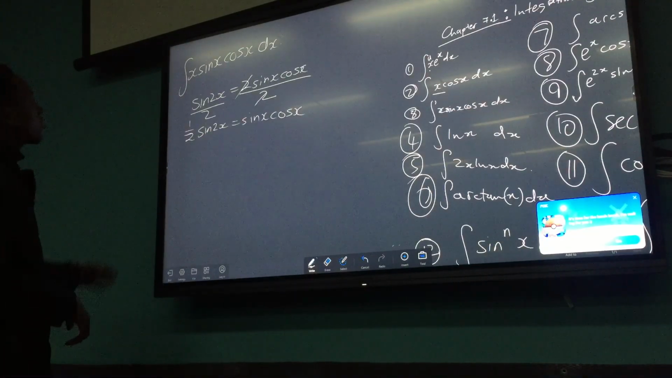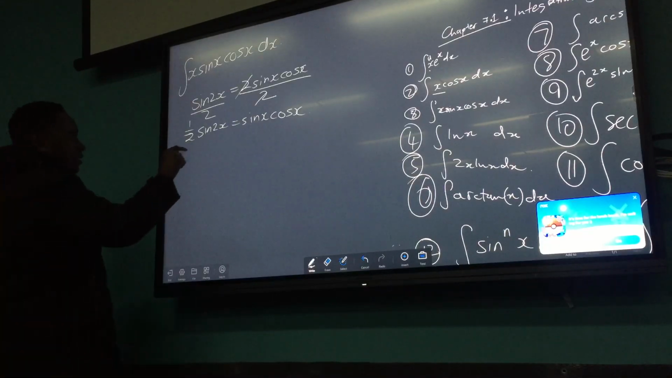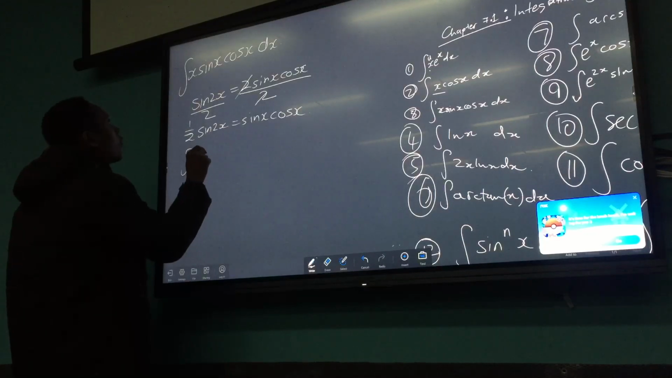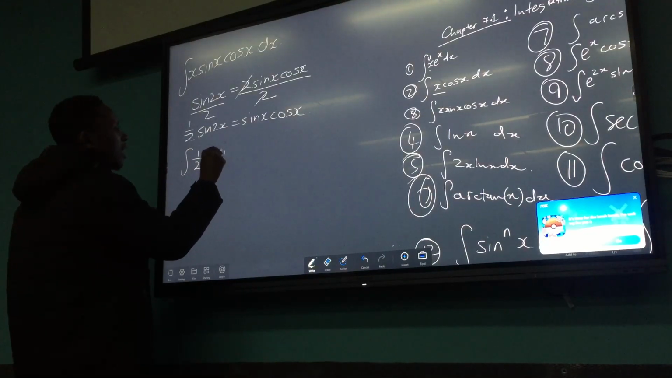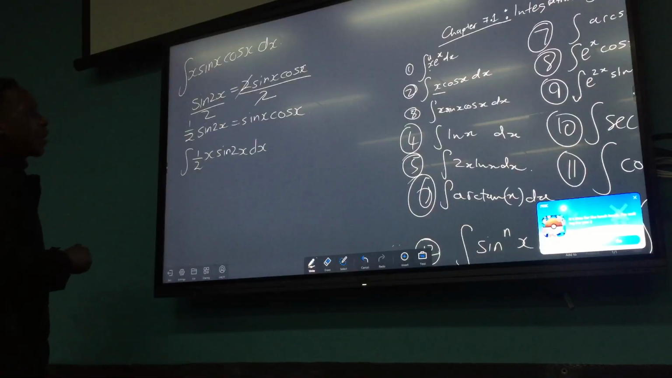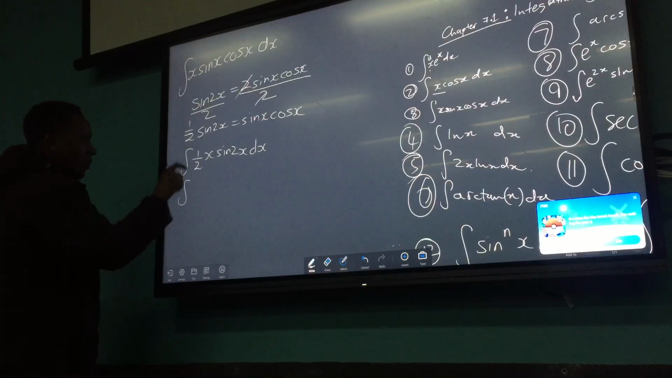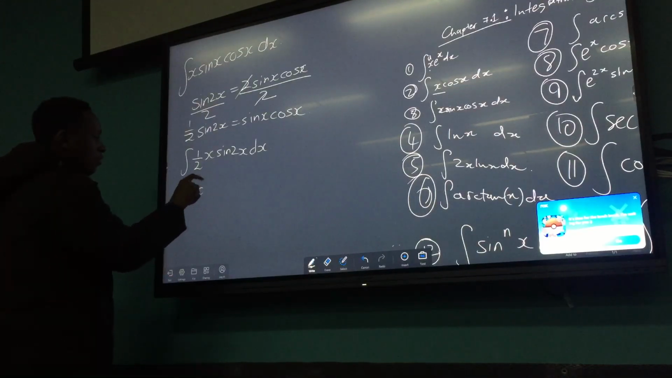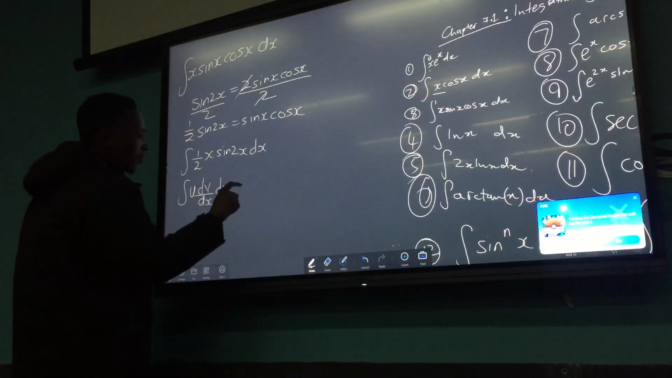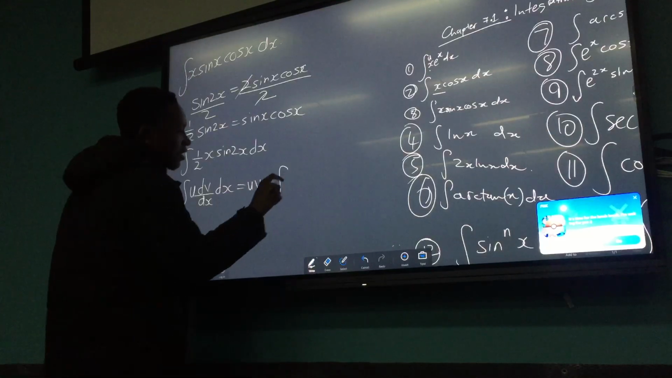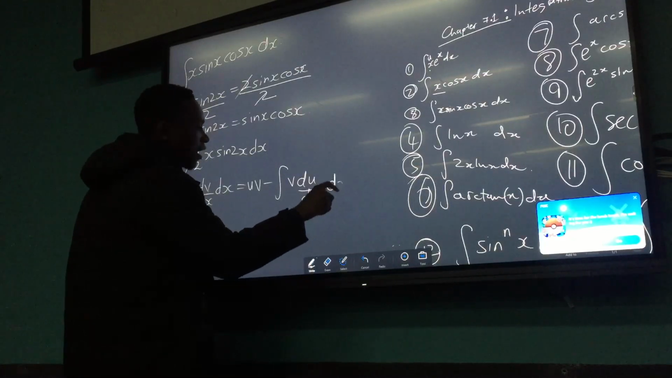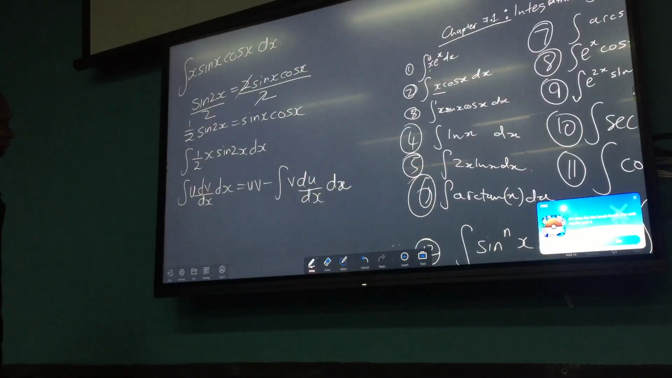So we are then going to make that replacement in our integral. So our integral now looks like this. It now looks like the integral of half x sine 2x dx. So now, applying the formula for integration by parts, which says the integral of u dv over dx equals uv minus the integral of v du over dx, right?